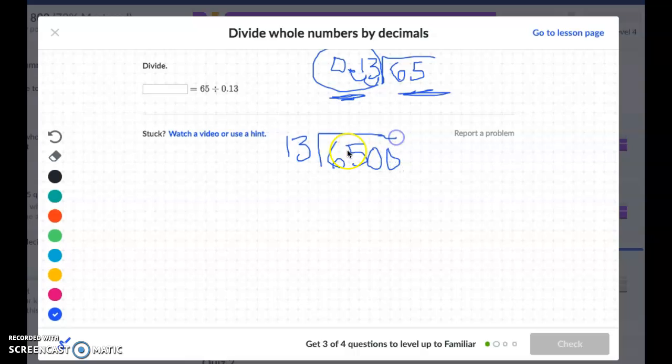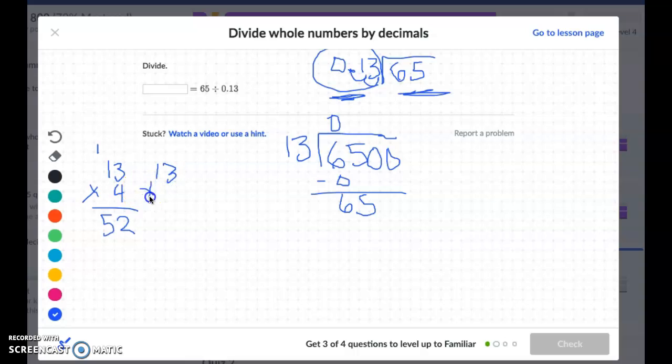And now I just solve my division problem. 13 fits into 6, 0 times. 0 times 13 is 0. Subtract, and I get 6, and then bring down my 5. 13 fits into 65. I'm not sure, so I'm going to work over here. 13 times 4 is what I'm going to try. 4 times 3 is 12. 4 times 1 is 4 plus 1 more, so that'd be 52. So maybe I can go again. So I'm going to try 13 times 5.